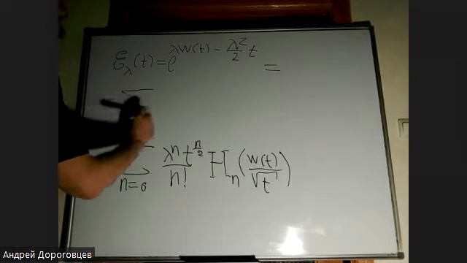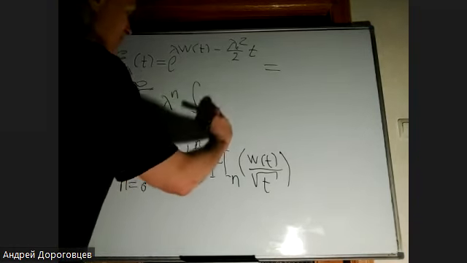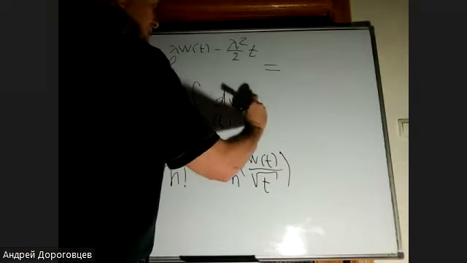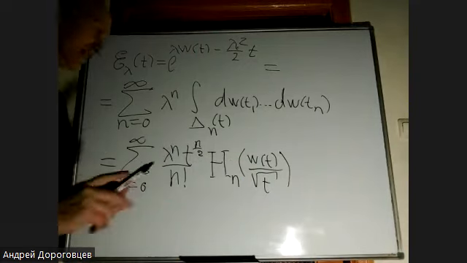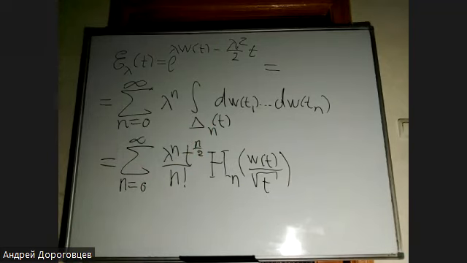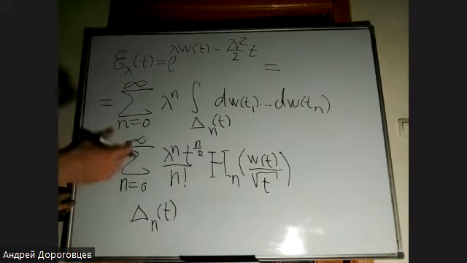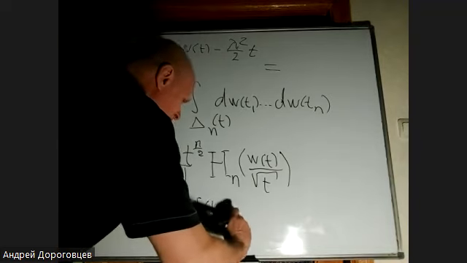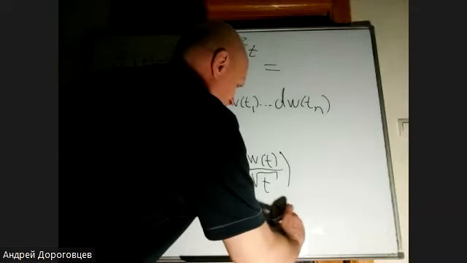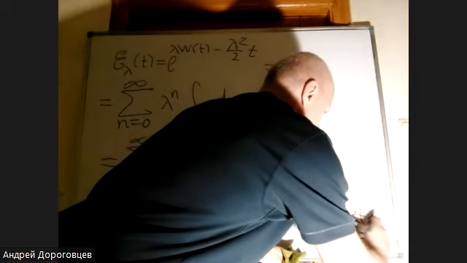It is equal to the sum from n equals 0 to infinity of lambda^n times the integral over the simplex Delta_n(t) of dW_{t1} ... dW_{tn}. And let me recall that this Delta_n(t) is the simplex where the coordinates t1, ..., tn are ordered in increasing order. So this is the simplex which contains such t1, ..., tn that 0 is less or equal to t1, less or equal to t2, and so on, less or equal to tn, which is less or equal to t.